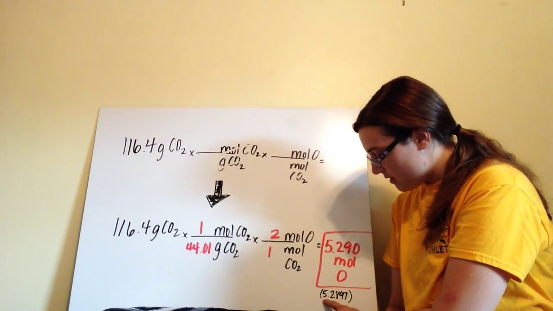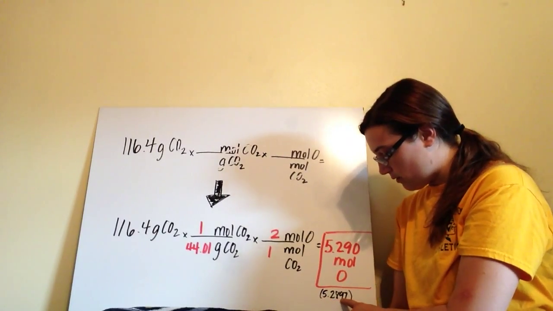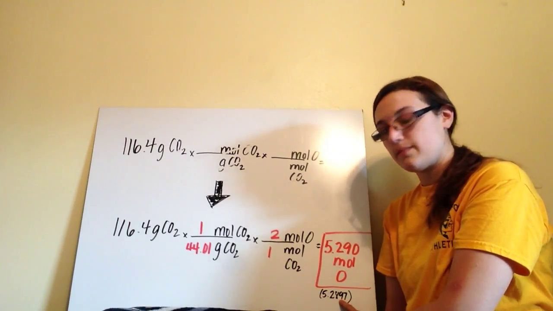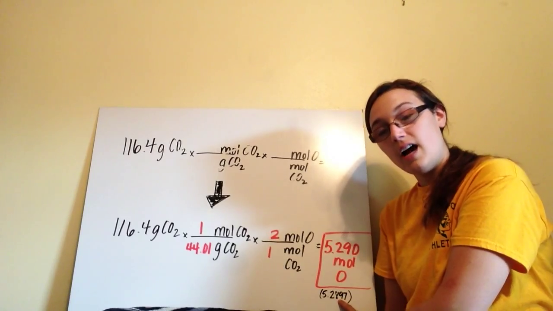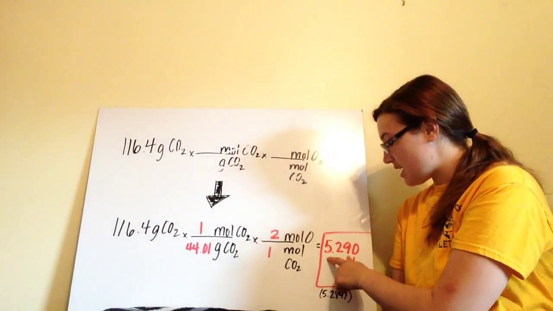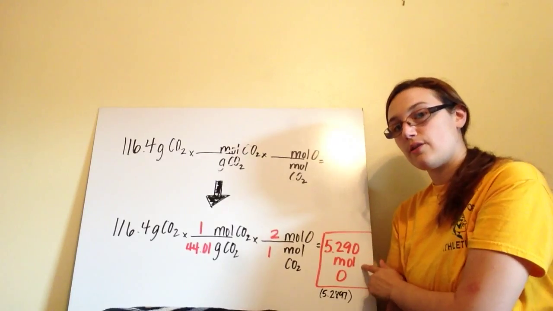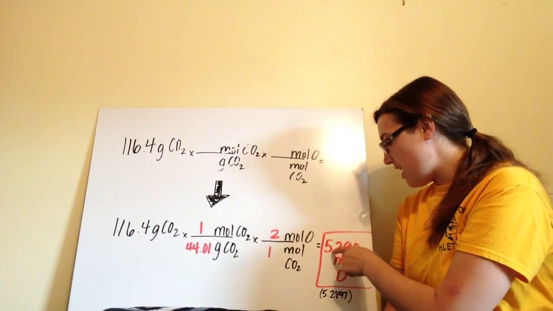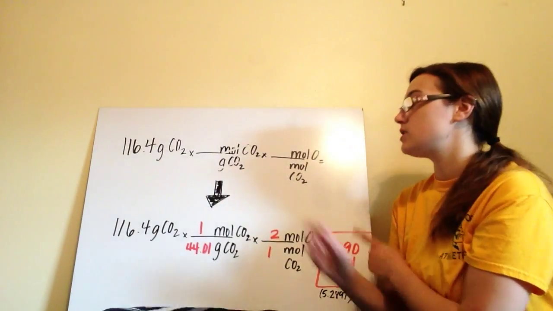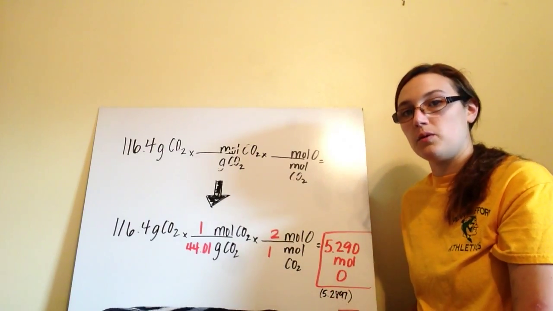So when I look at this, 5 is significant. Okay, I'm just going to count over. 1, 2, 3, 4. Okay, I need to round to my thousandths place. Okay, well, this is a 9, and the number next to it is a 7. So this 9 needs to round up. That's how I get 5.290. And remember, trailing zeros are significant when it's in a decimal. So I have 5.290 moles of O. Okay, so if I have 116.4 grams of CO2, I have just over 5 moles of oxygen.